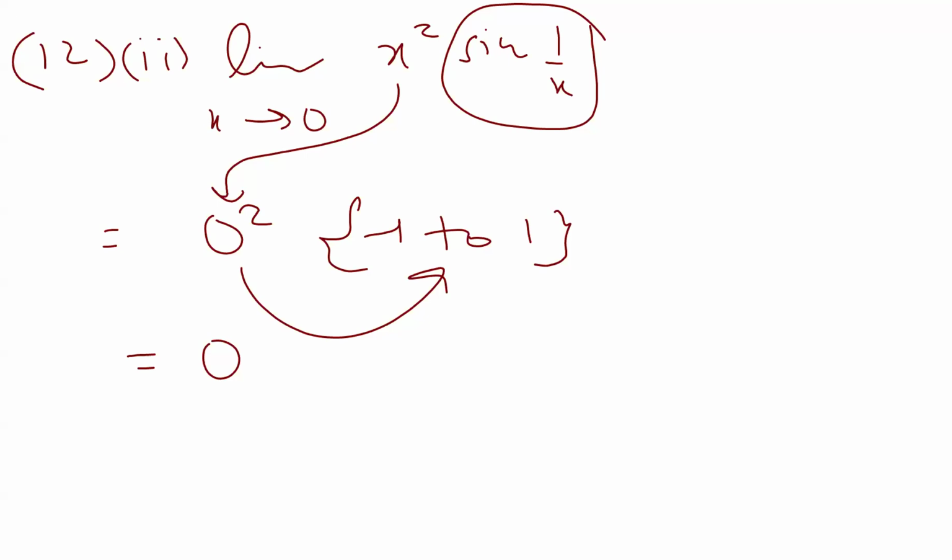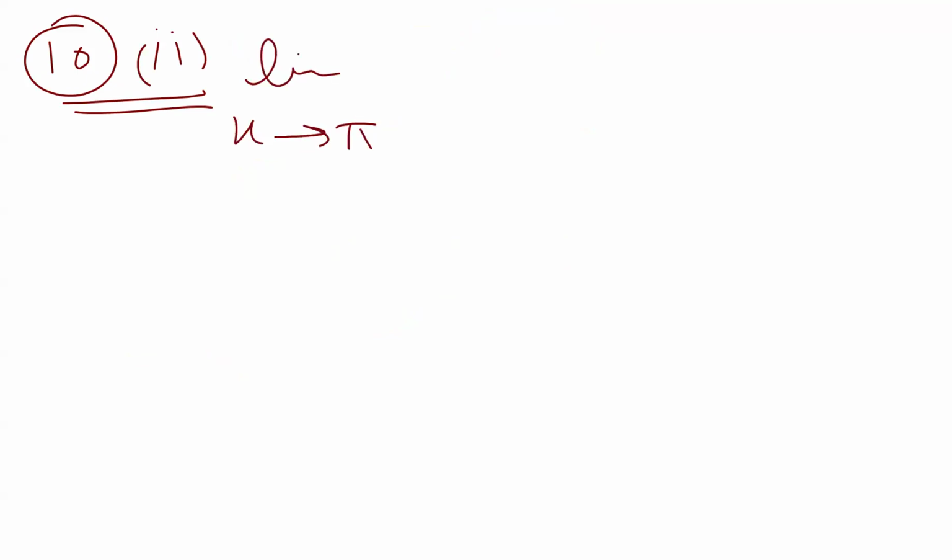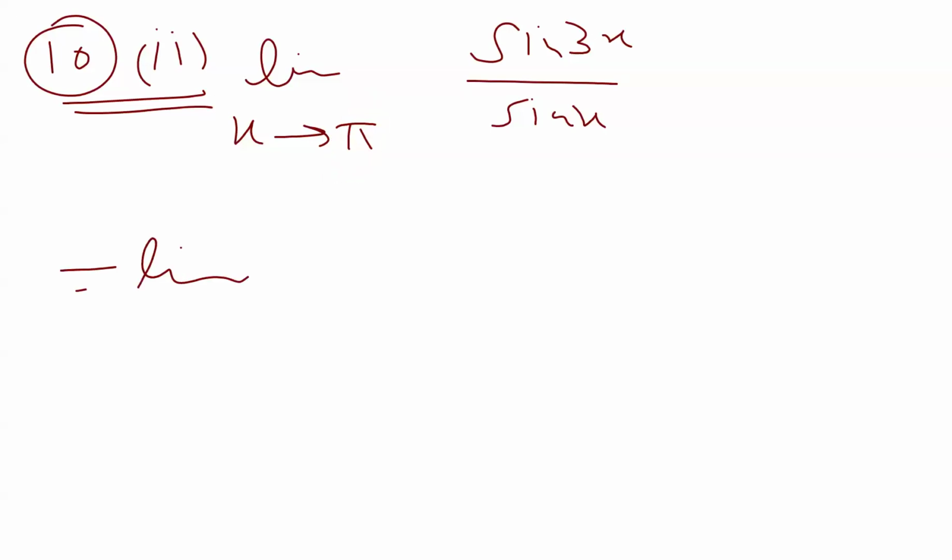One last problem I'll do right now, and that is question number 10, sub question 2 of exercise number 8. So some problems of exercise number 8 also I have covered. Limit x approaching pi, sine 3x upon sine x. Now divide by 3x, multiply by 3x, divide by x, multiply by x, those things I will not do because x is not approaching 0. So we'll have to do something else.